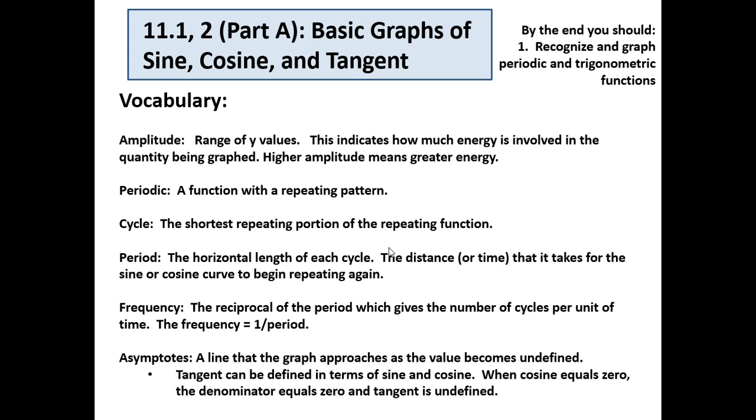Asymptotes, a line that the graph approaches as the value becomes undefined. Now, sine and cosine do not have asymptotes, but tangent does, because tangent can be defined in terms of sine and cosine like this. Tangent is sine divided by cosine. So when cosine equals 0, the denominator equals 0 and tangent is undefined, and we will have an asymptote at that point. We'll look at that a little bit later.